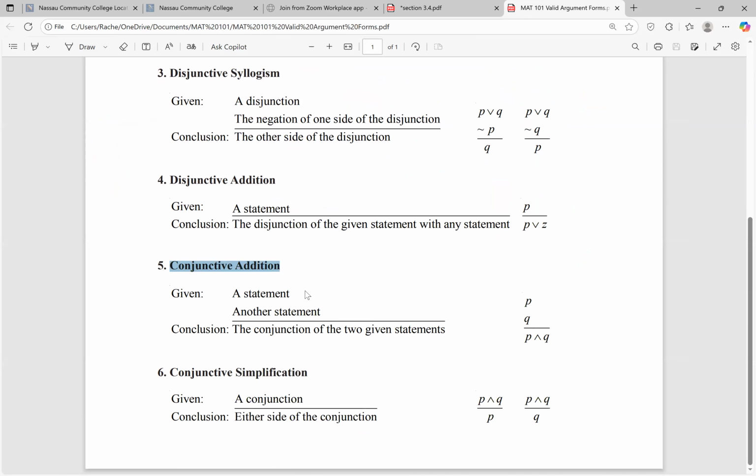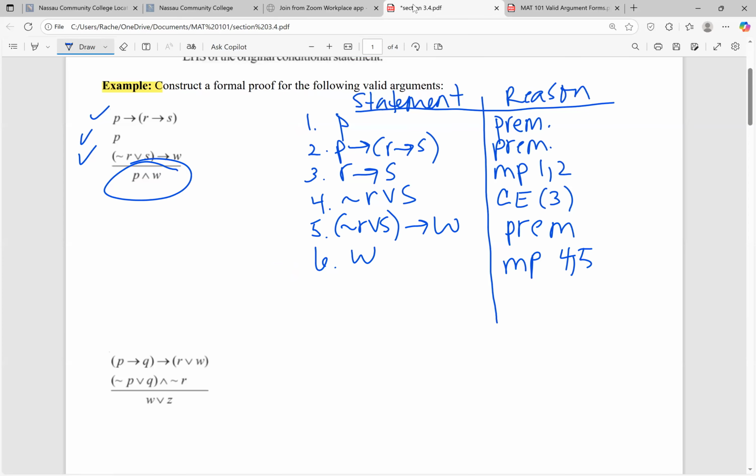So if I have a statement and another statement that they're true, right? Given statements that are true, then the conjunction of the two given statements, P and Q, is also going to be true, right? So for statement 7, I could say that P and W is true because of the conjunctive addition. And that's on statements 1 and 6, and that concludes the proof.